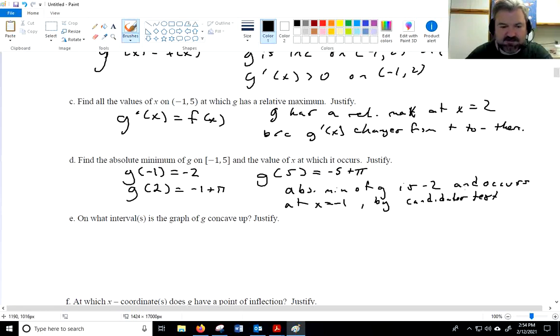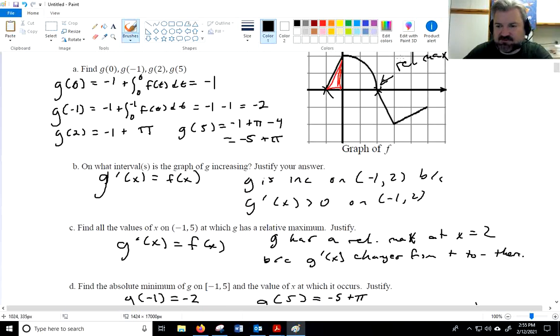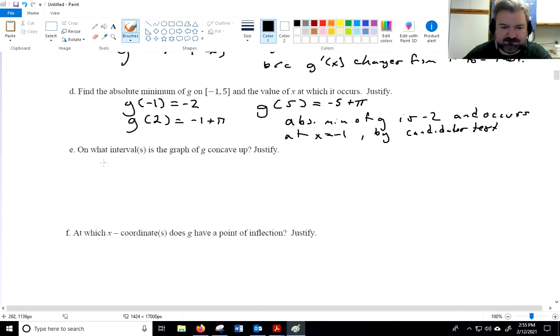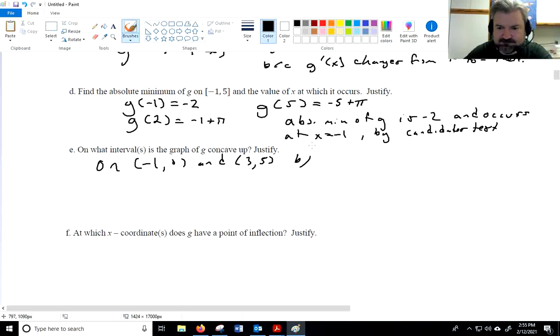Okay? On what intervals is the graph of G concave up? Well, we need to look at the derivative and see when the derivative is increasing. That's from negative 1 to 0 and from 3 to 5. Because G prime of x is increasing.